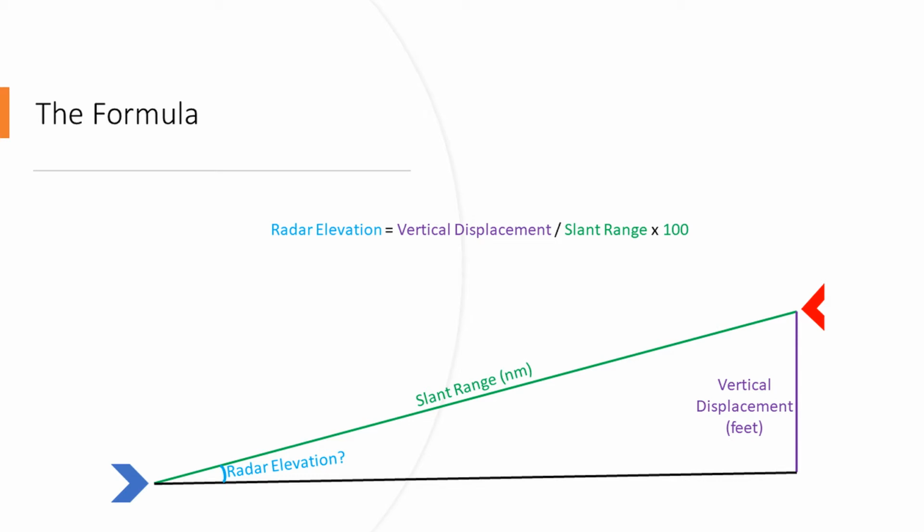So we can have a quick look at the formula we're going to use today. Radar elevation equals vertical displacement divided by the slant range times 100. So let's put that into practice.